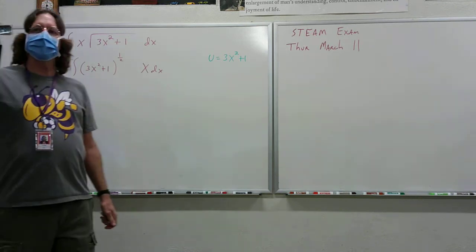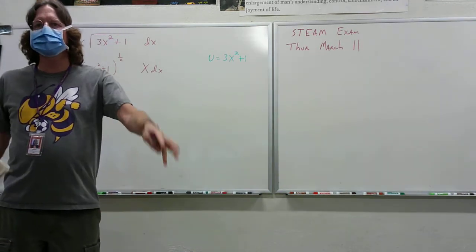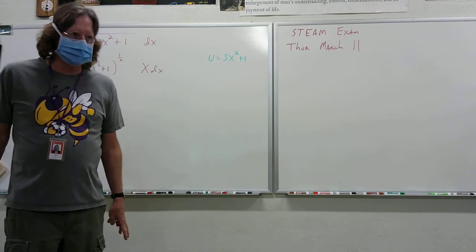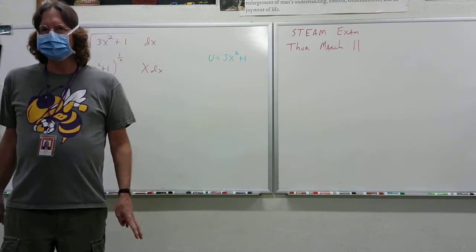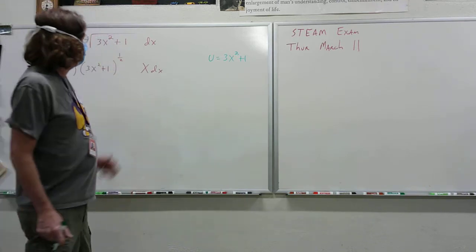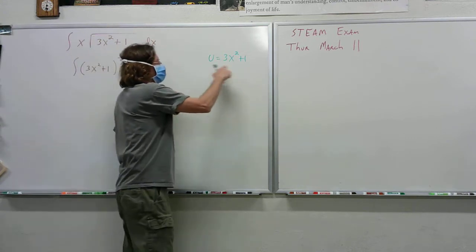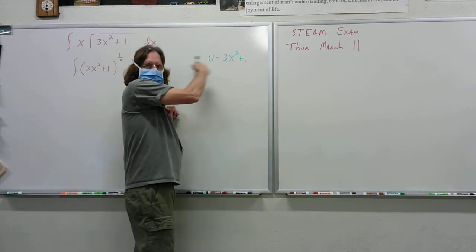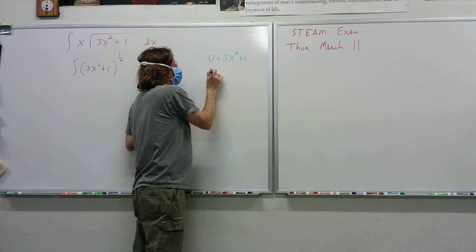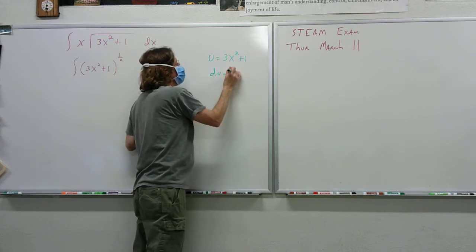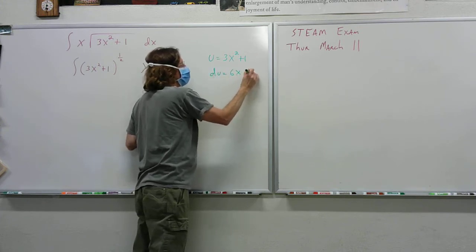You don't go, oh, I don't need to write that, I'm so smart. You write that. Okay? You write it. Then, without even looking at this, you take the derivative of that. Don't look at this, just take the derivative of that. du equals 6x dx.